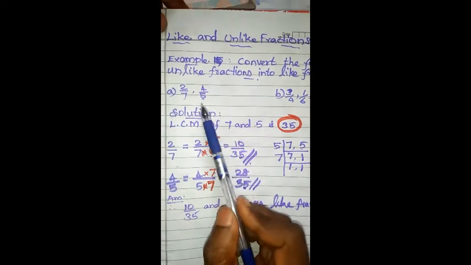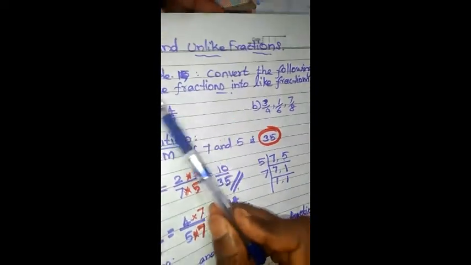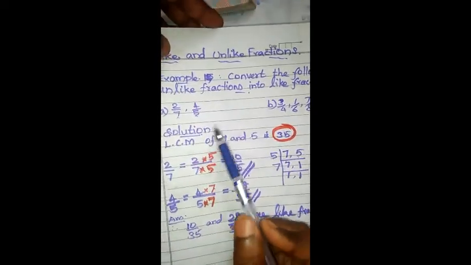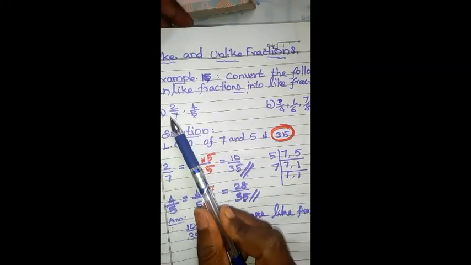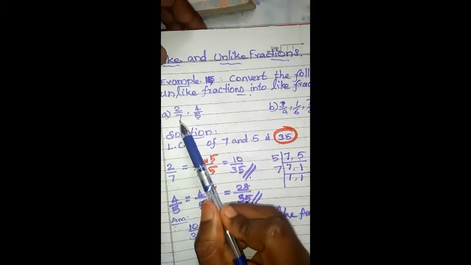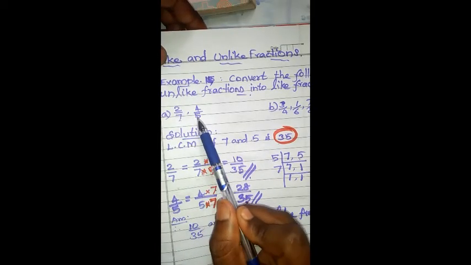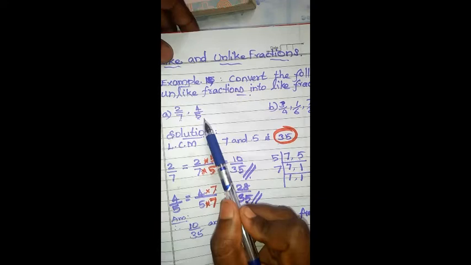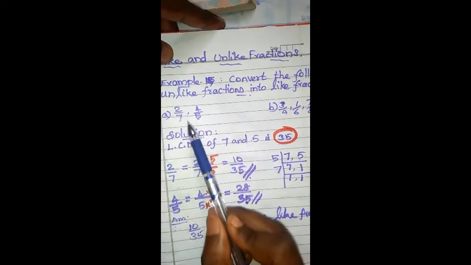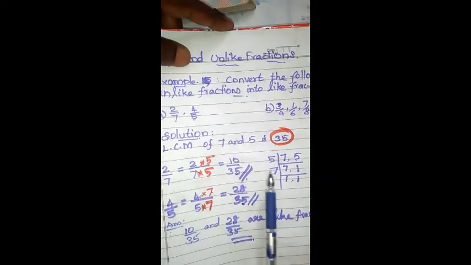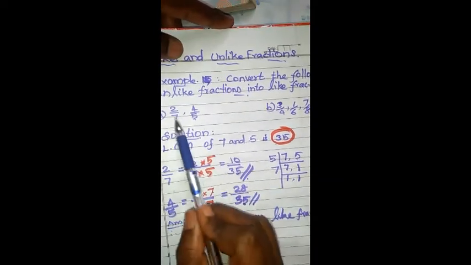Once again, convert the following unlike fractions into like fractions. The first fractions are 2 by 7 and 4 by 5. See, we have to change the denominators 7 and 5 into the same denominator. Then only it will be like fractions, right? Same denominator. So what to do? We take the LCM of 7 and 5.